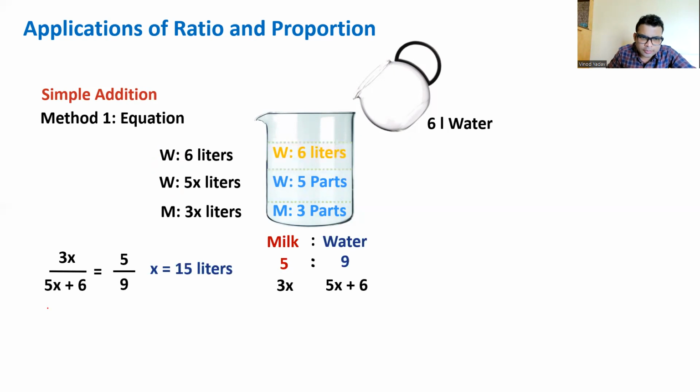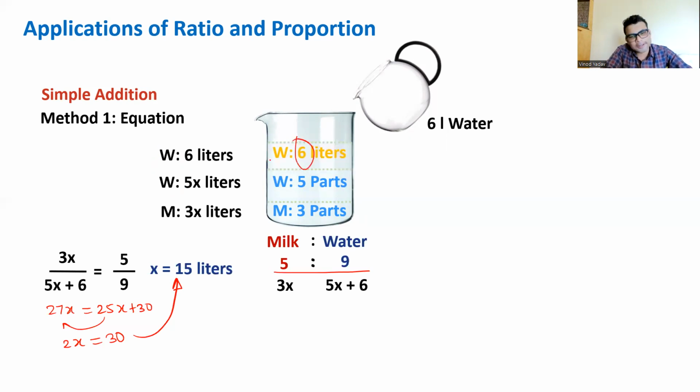I hope you got this. So 27x equals cross multiply, 25x plus 30. Subtract. So 2x is 30. So x is 15. We got the common multiple x. Remember, to convert ratio into actual value, we need one hint. That hint was the new ratio is 5:9 and water was added. So 5x plus 3x, 8x, and x is 15.